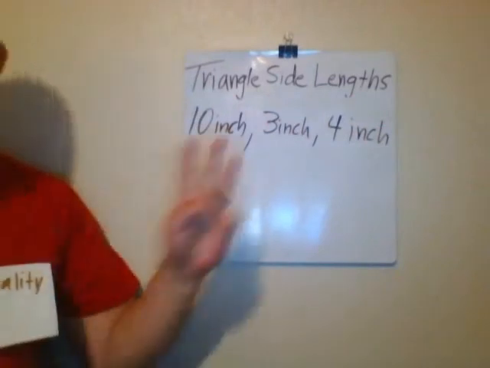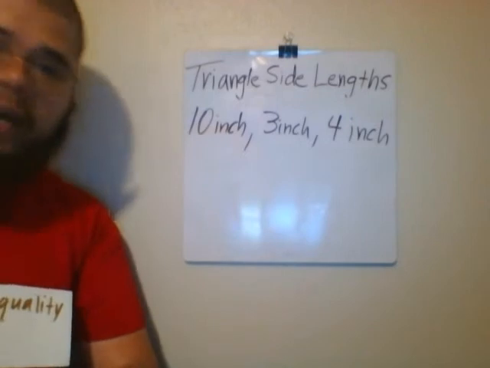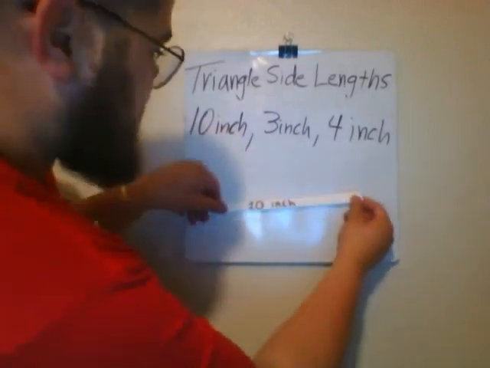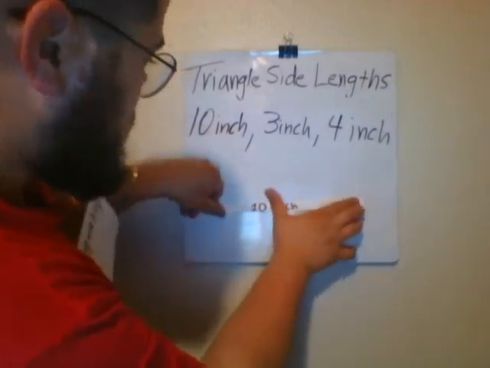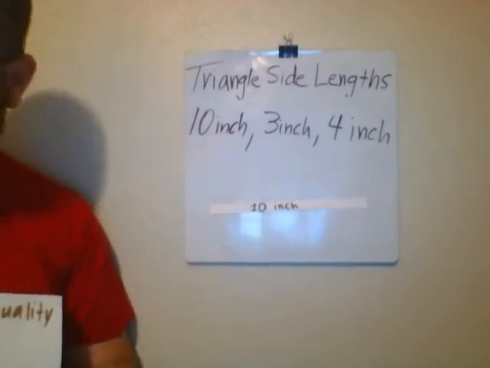Because remember, we have three side lengths because, again, triangles have three sides, right? Triangles have three sides. Triangle, three angles, also tri-side, three sides, right? So we have 10 inch. That's what we're starting with. And then we're going to do 3 inch.